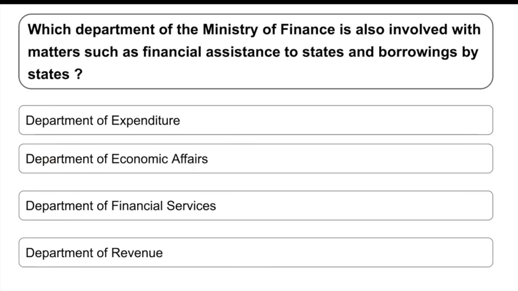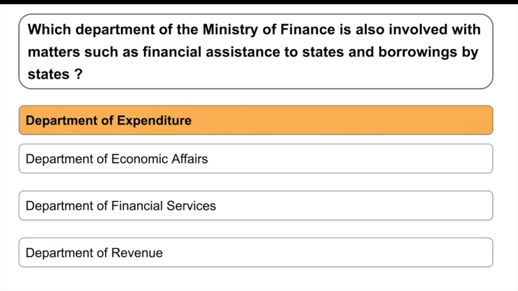Next question. Which department of Ministry of Finance is also involved in the matters such as financial assistance to the states and borrowing by states? Options are A, Department of Expenditure, B, Department of Economic Affairs, C, Department of Financial Services, D, Department of Revenue. So the correct answer is Department of Expenditure. Expenditure department is what is taking care of the matters which relate to the assistance to states or borrowing by the states.